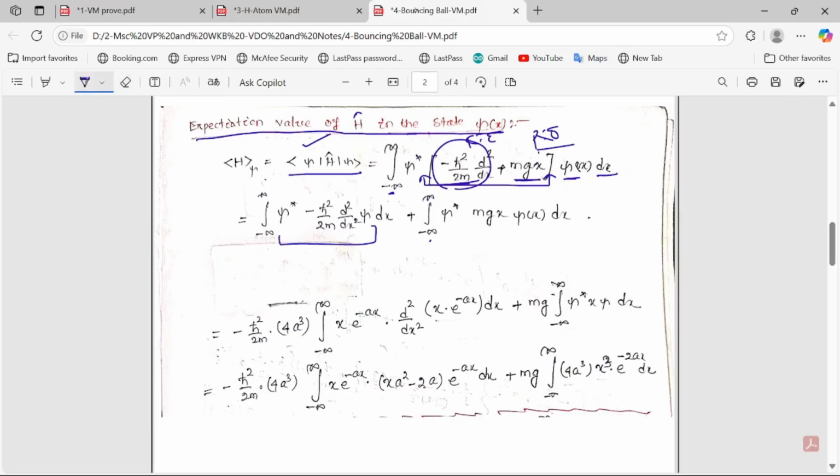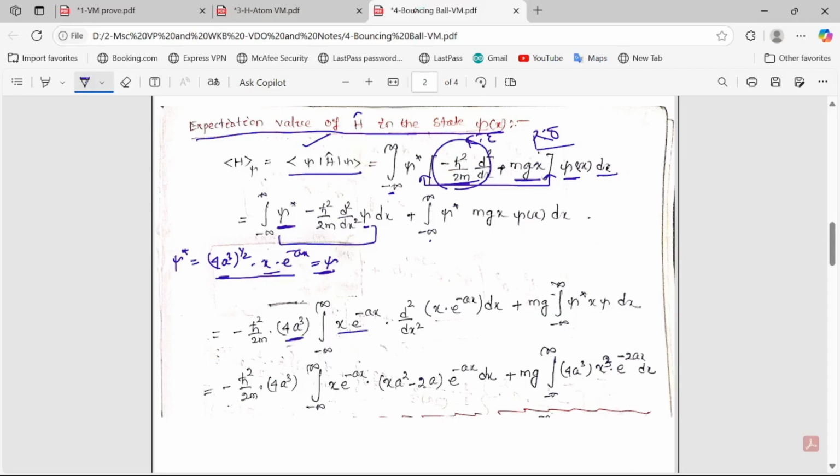Now we have to put the ψ* value and the ψ value. ψ* and ψ are nothing but (4a³) to the power 1 by 2 into x into e to the minus ax. This is ψ*, and this is also ψ. So for ψ* we put this constant times x e to the minus ax, and for the other ψ again we put this much. So (4a³) to the power 1 by 2 times (4a³) to the power 1 by 2, that means 4a³ only, because 1 by 2 into 1 by 2.